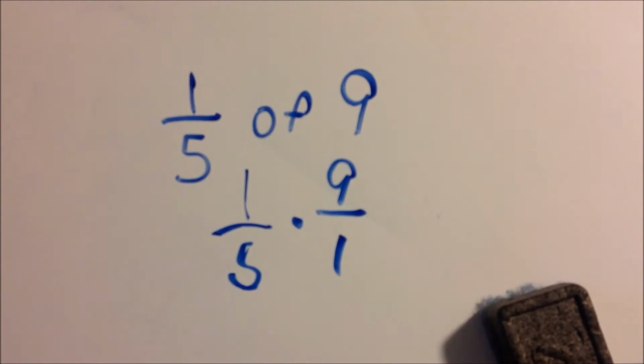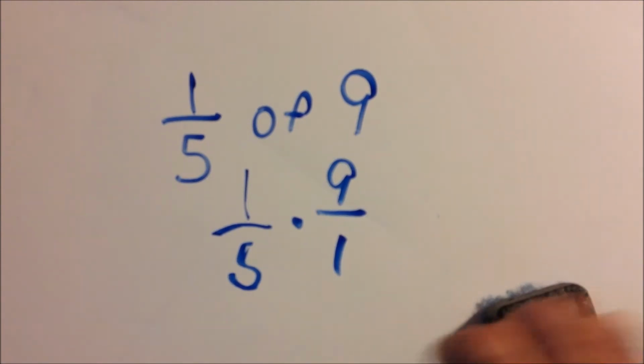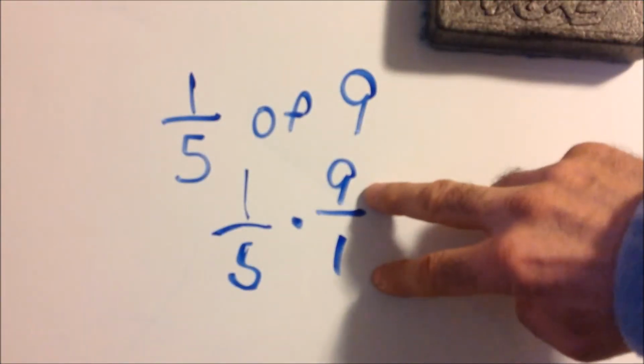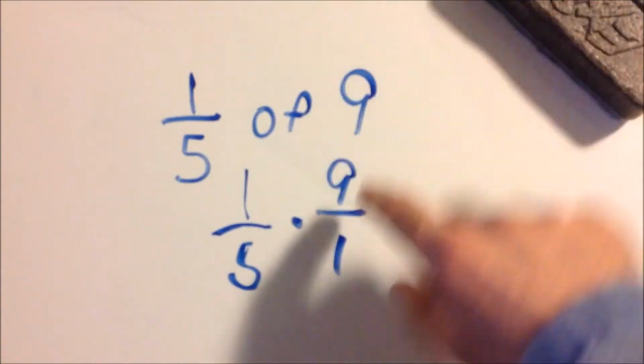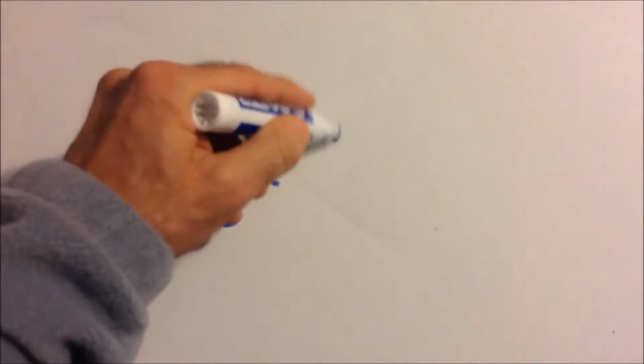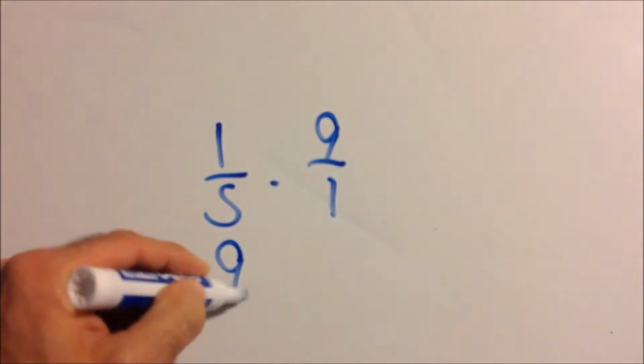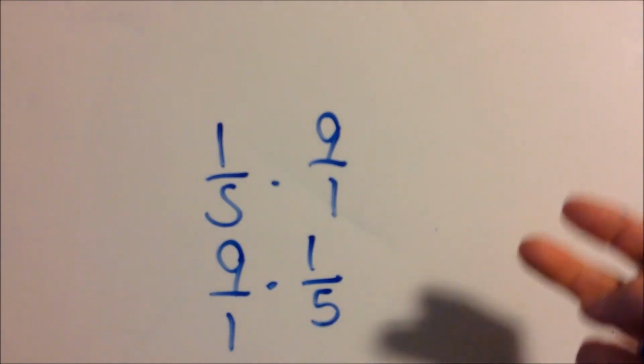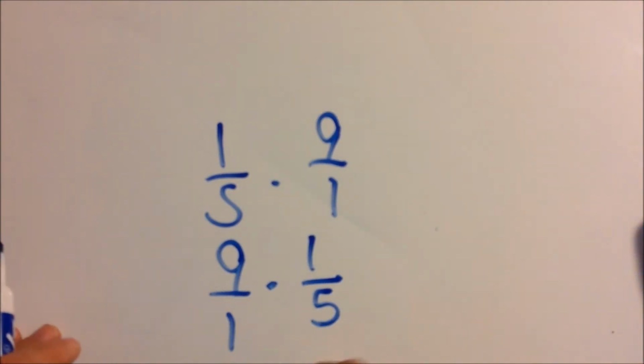And remember also in multiplication, it's commutative. You can flip this around. So 1/5 times 9 over 1, and actually don't flip it, that's only in division. What I mean is, you can do this: 1/5 times 9 over 1 could also be 9 over 1 times 1/5. So in multiplication, because it's commutative, you can switch the numbers around.